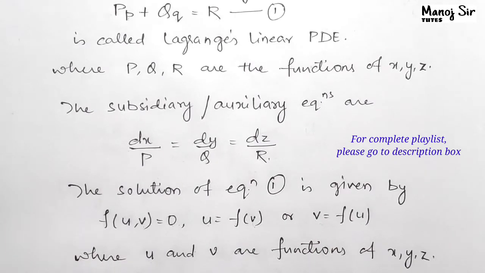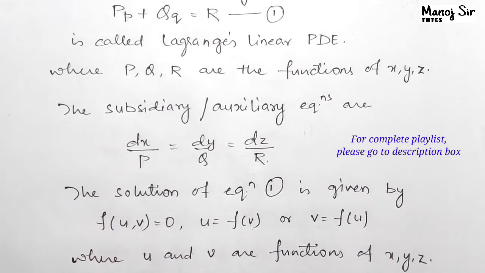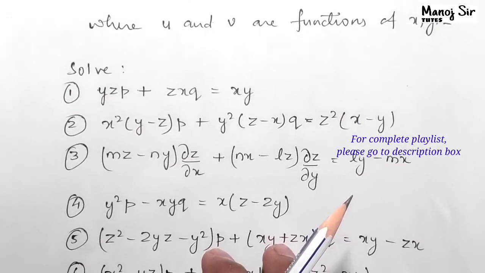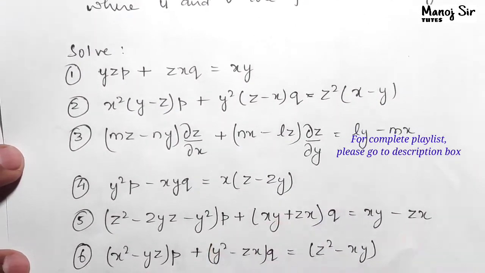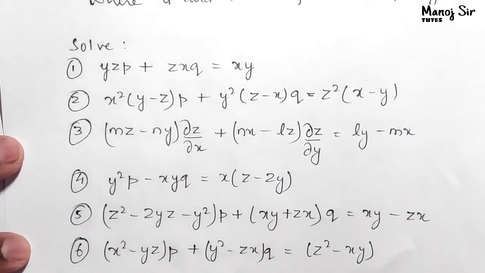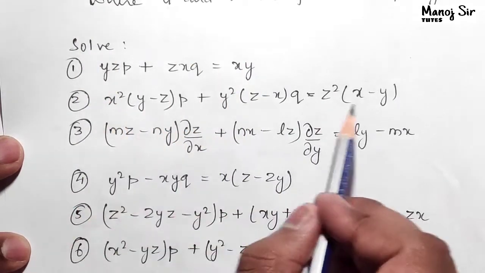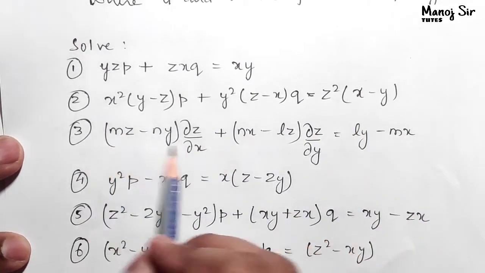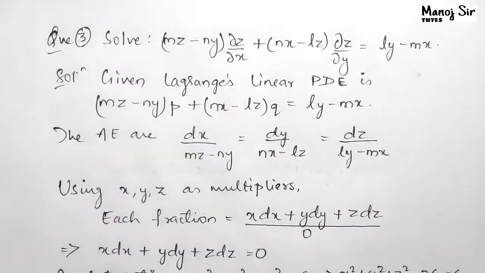You can show the answer in any of these forms, but I will be using this form, where f is an arbitrary function, and u and v both are functions of x, y and z. Here we have questions from the topic Lagrange's linear partial differential equation. In the previous video, video number 10, I solved a problem, and in this video, video number 11, I will be solving this very important problem. So let us start.